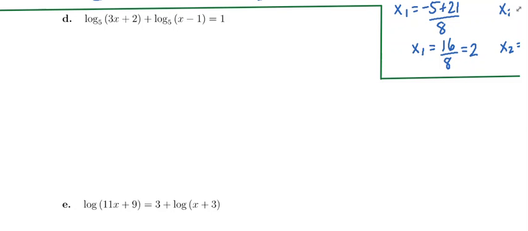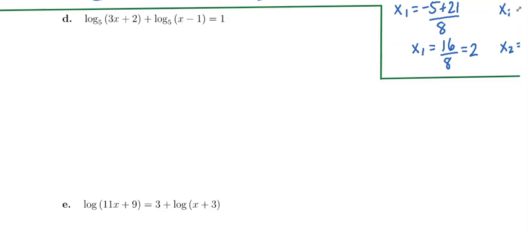The equation in example 3D is log base 5 of (3x + 2) plus log base 5 of (x - 1) is equal to 1. This logarithmic equation is different than the ones we've previously seen because there's more than one logarithm present. On the left side, we have two base 5 logarithms.